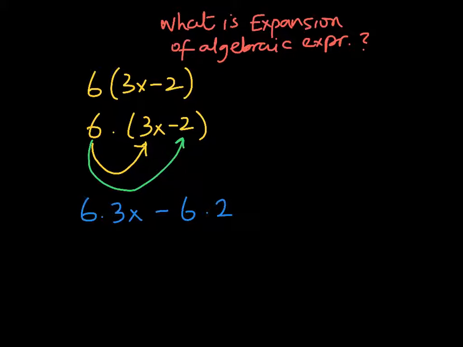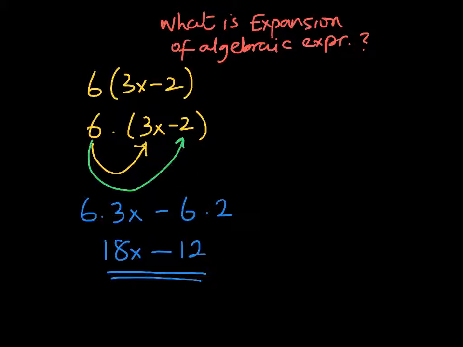So when you remove the bracket, you distribute the number 6 to both terms within the bracket. So 6 times 3x, what does that give us? That gives us 18x, minus 6 times 2 gives us 12. So what we have succeeded in doing is that we have removed the bracket, and then we have written the algebraic expression in a fully expanded form. And what we mean by expansion is that we have removed the bracket.